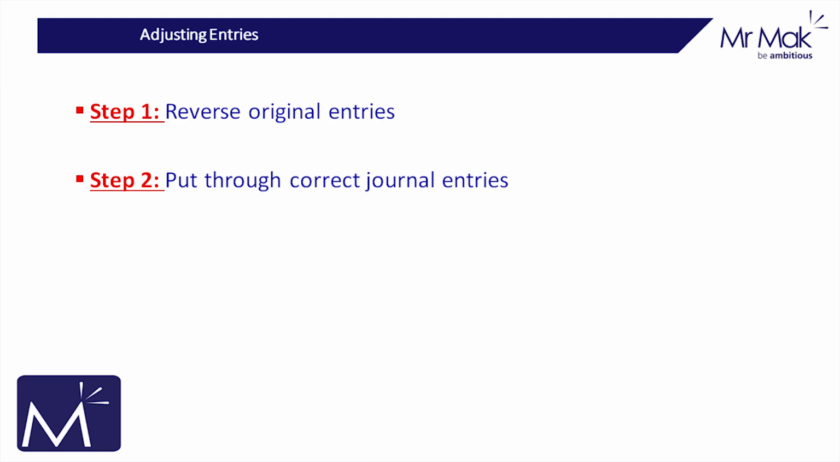That's the first step. The second step is to then process the correct journal entries, what the journals should have been in the first place. This two-step process means you effectively remove the original error and at the same time process the correct entries as they should have been originally.